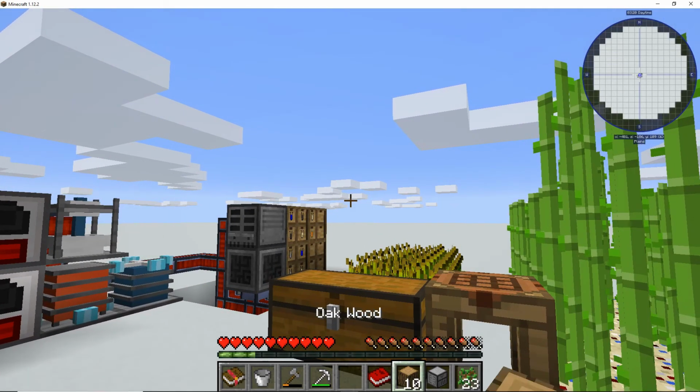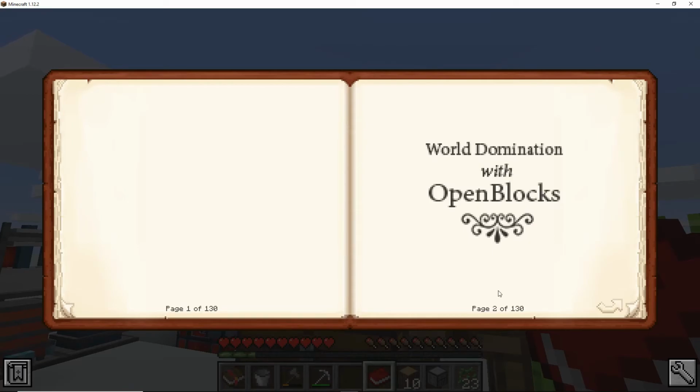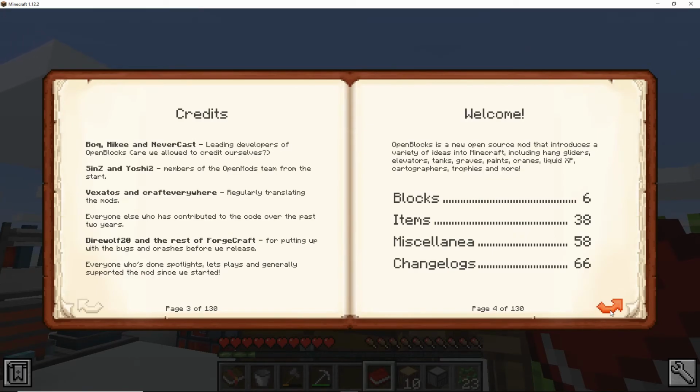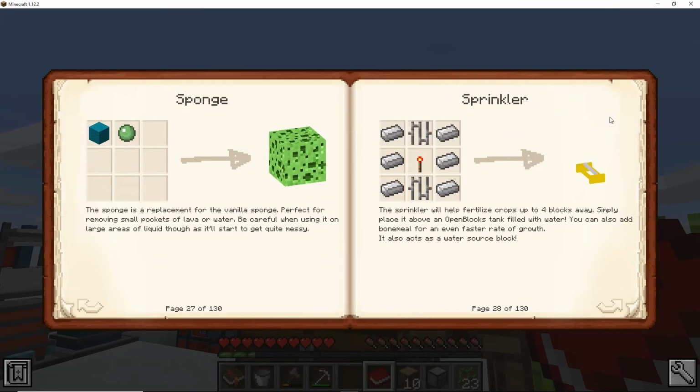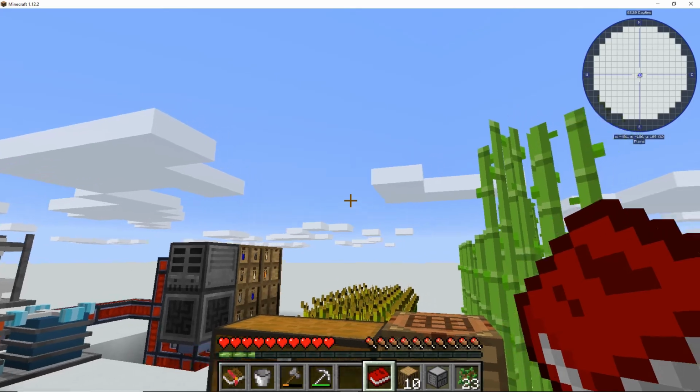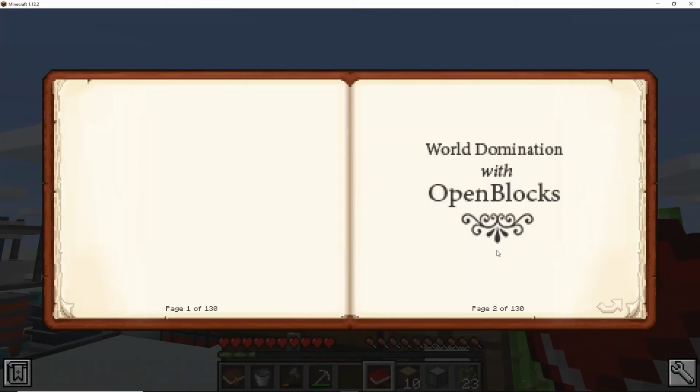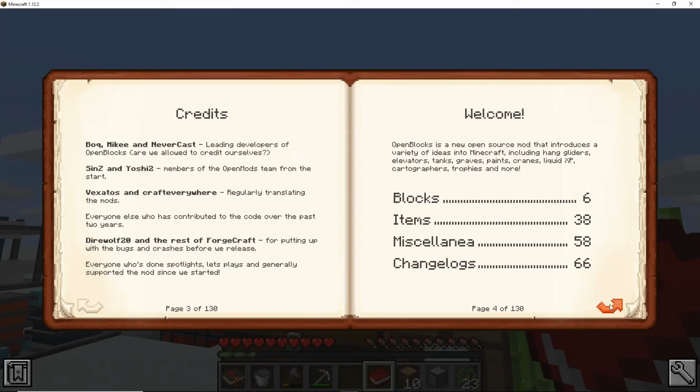Oh, let's see what that book is all about. World domination. A new open source, introduce variety of ideas. So we've got some blocks. Auto anvil, building guides, block placer, bear traps, sponges. Ooh, sprinkler. I had a sprinkler once. It was great. So sprinkler, is it open block?